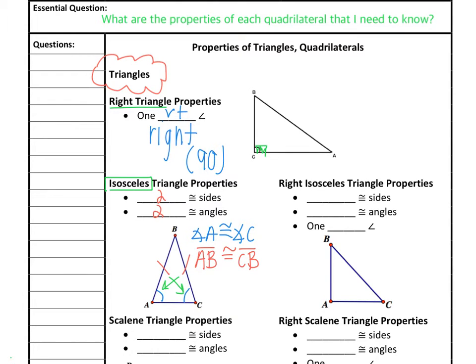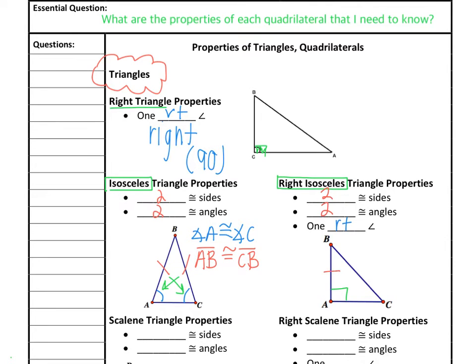A special case of that could be that you have a right isosceles triangle. So we're simply going to put these first two examples together. We're still going to keep our two congruent sides. We're still going to keep the two congruent angles, but we're going to go back and add in one right angle. So looking at this picture here, angle A is definitely going to be my 90-degree angle.